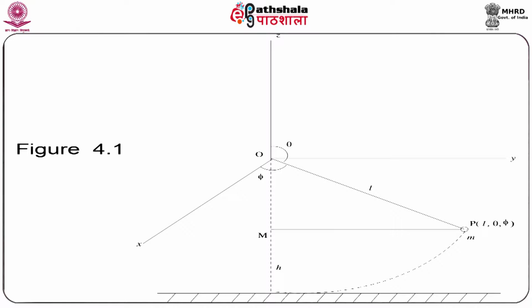P, L, theta, phi be the position of the bob of the pendulum of mass m. It is at the height h from the horizontal. L is the length of the string of the pendulum. Theta and phi are the two generalized coordinates as L is constant, being the length.